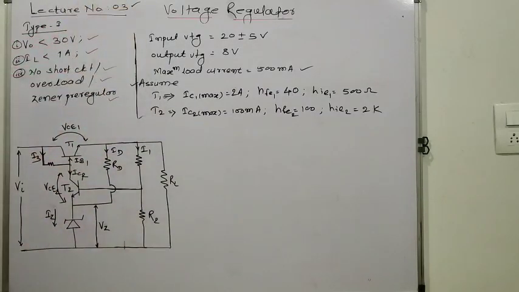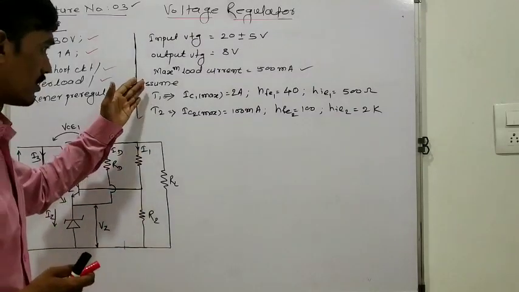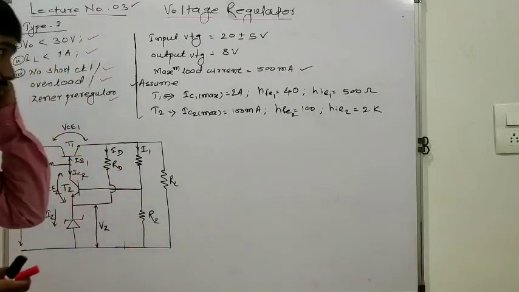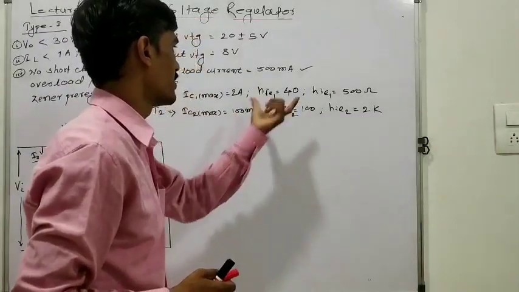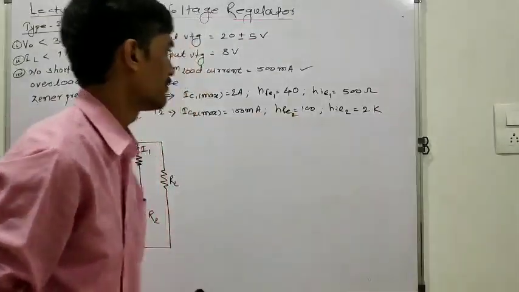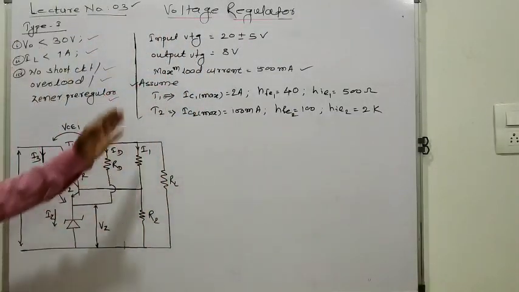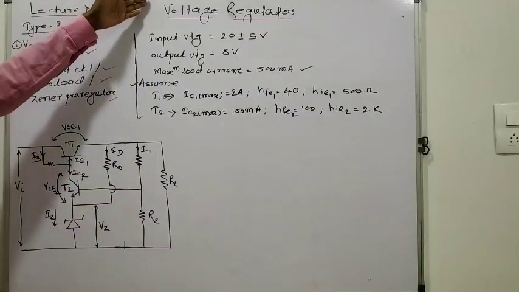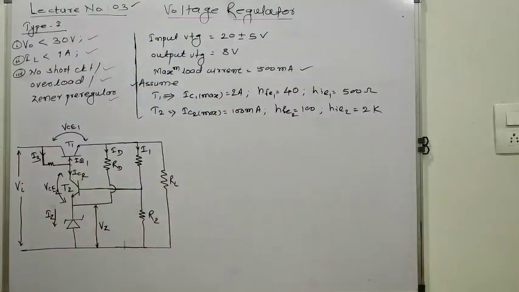While discussing the design steps of the series voltage regulator, we had seen that for transistor T1 and transistor T2, we have to select a transistor with hFE1 less than 50 and hFE2 greater than 50. So this is clear from this point. That is, the assumption is given. The same specification of hFE1 and hFE2 as in the design steps of the voltage regulator is given.